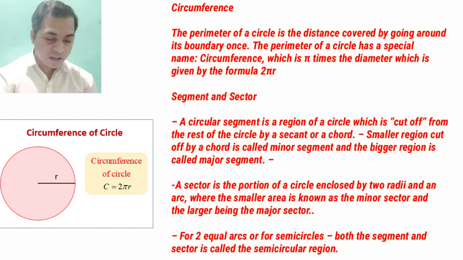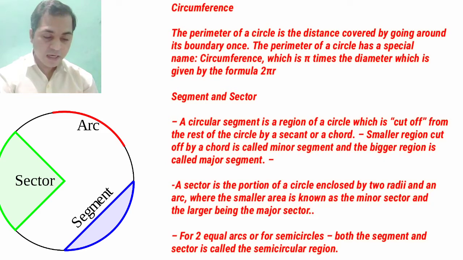The circumference, which is pi times the diameter, is given by the formula 2 pi r. Next is segment and sector. So what is a segment? A segment is a region of a circle which is cut by a chord or a secant. The region which is included by a chord or a secant is known as a segment.